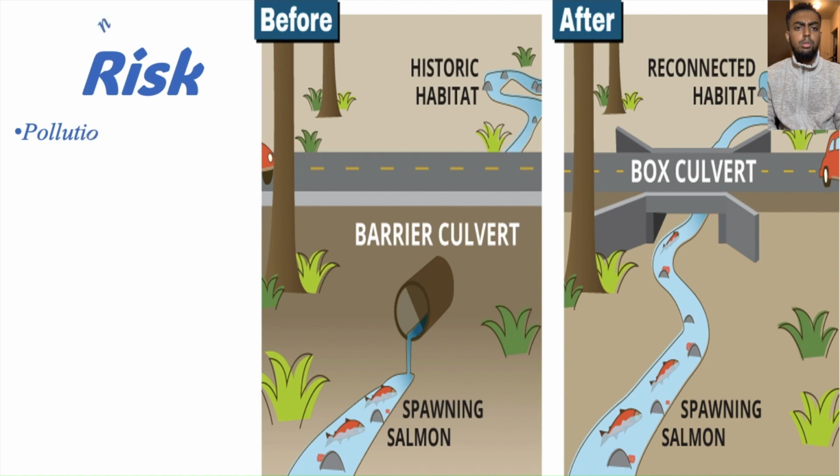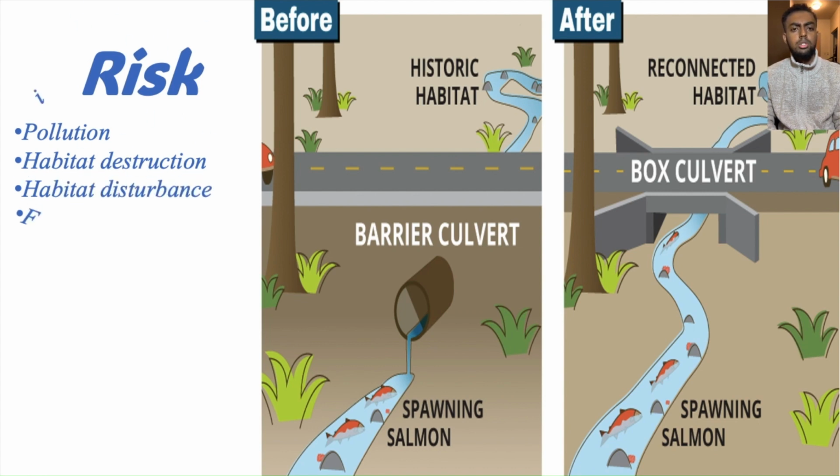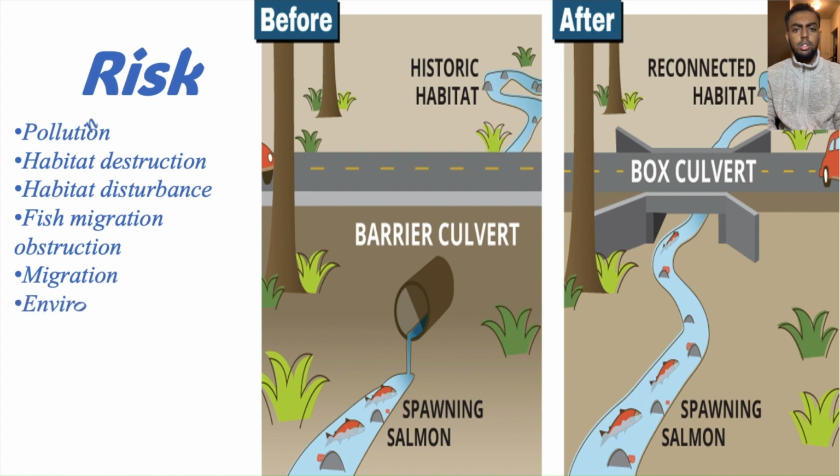The construction phase of the proposed fish passage project presents several potential environmental risks. There is a possibility of pollution, as the construction process could lead to the release of pollutants into the nearby surroundings and the streams. This poses risks to water quality and the aquatic ecosystem.